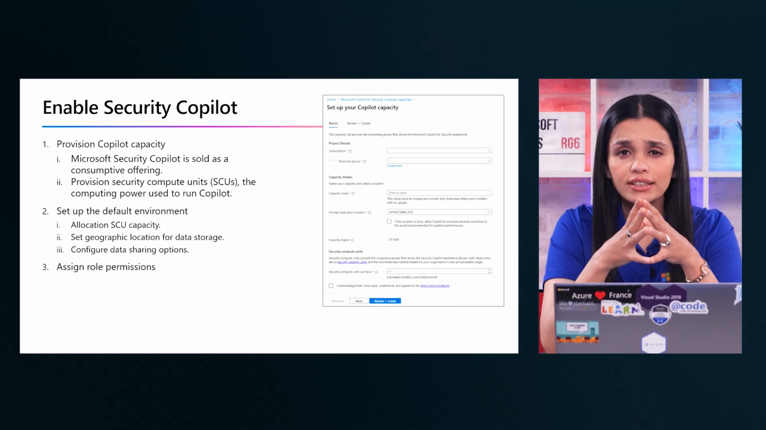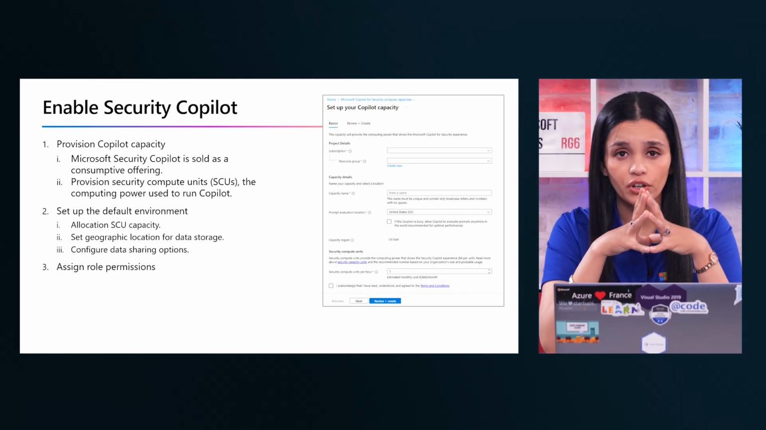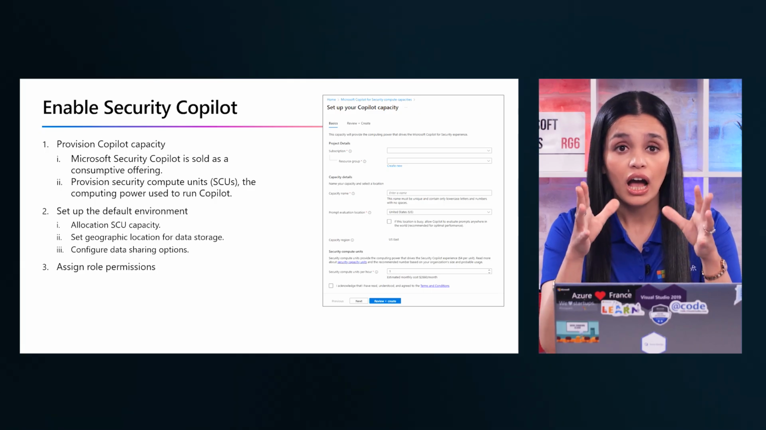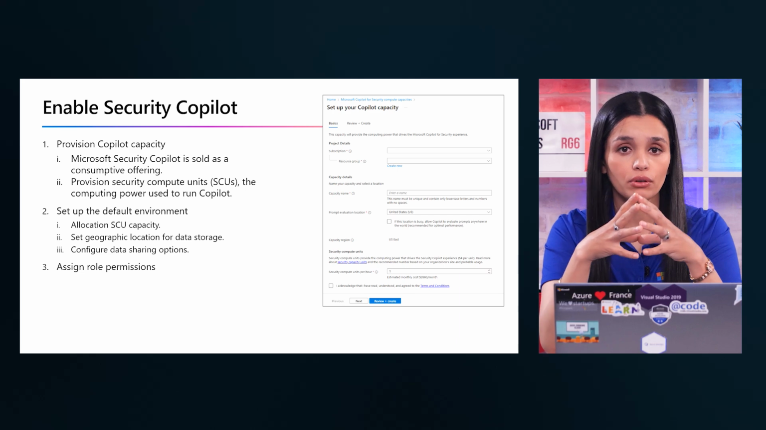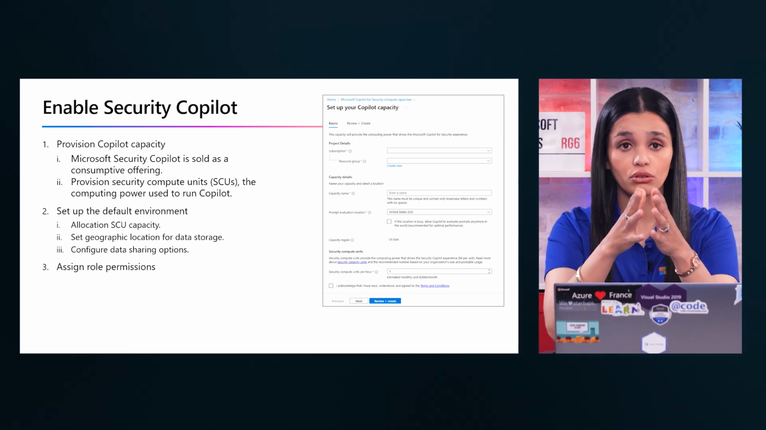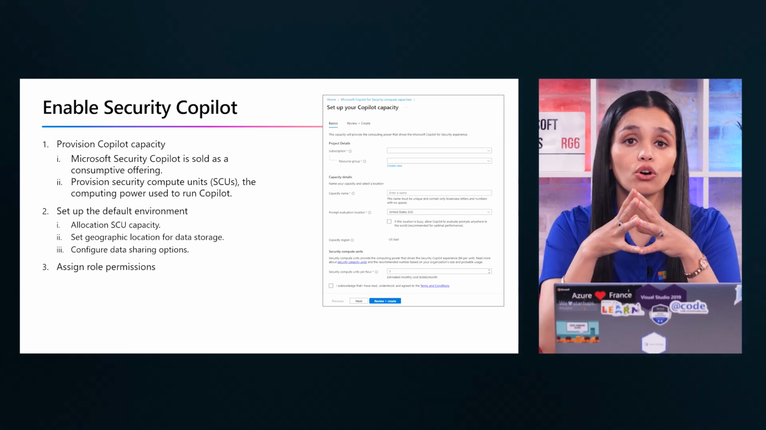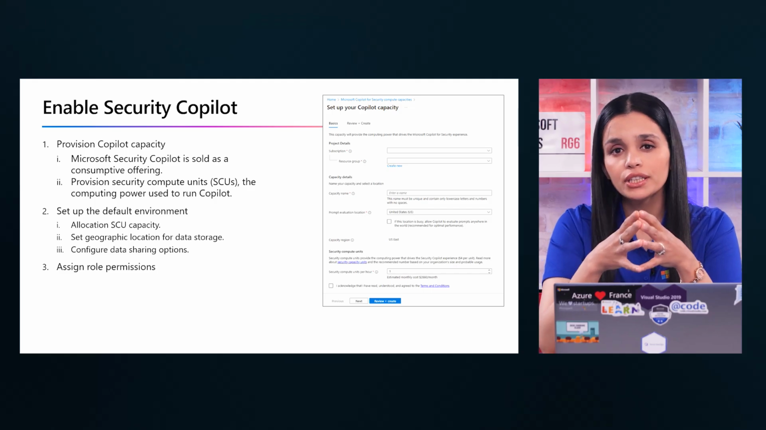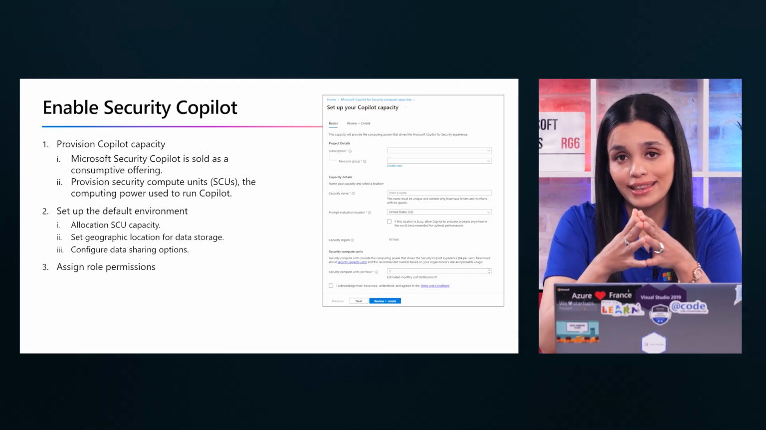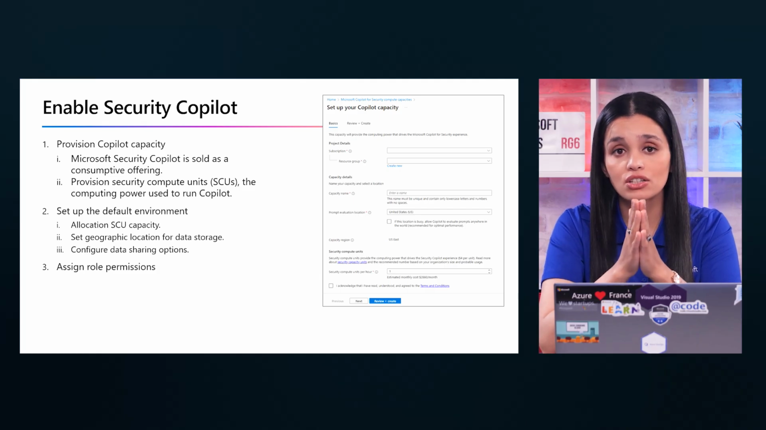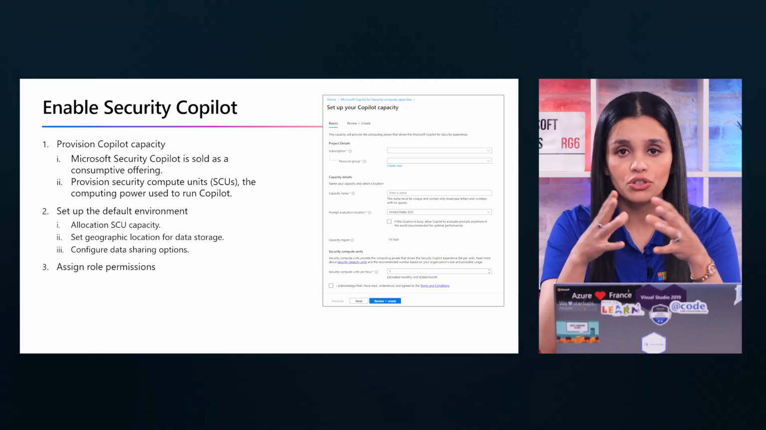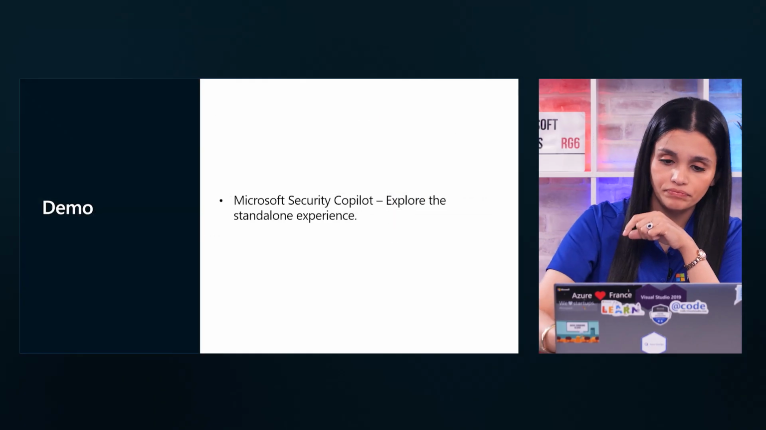Next, we need to set up the default environment. This includes allocating SCU capacity, setting the geographic location for data storage, and configuring data sharing options. Finally, we need to assign role permissions. This step ensures that the right people have the right access to use and manage Microsoft Security Copilot.